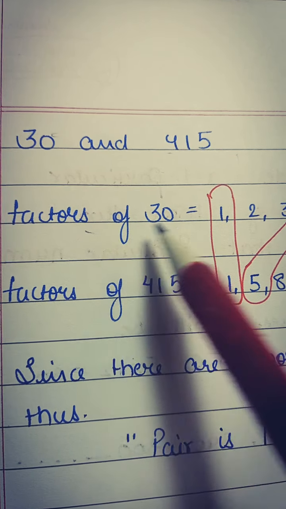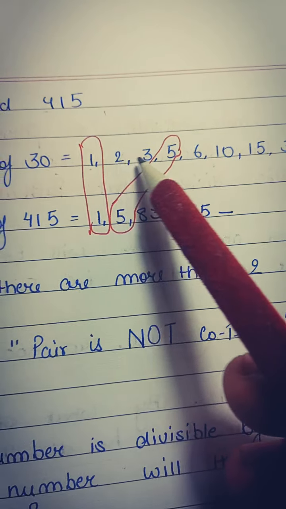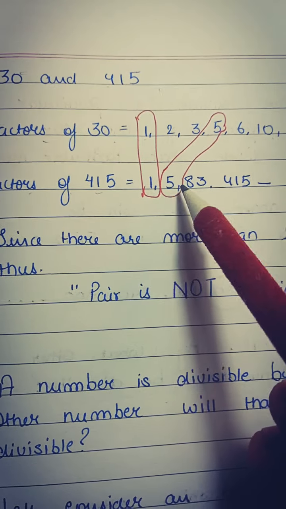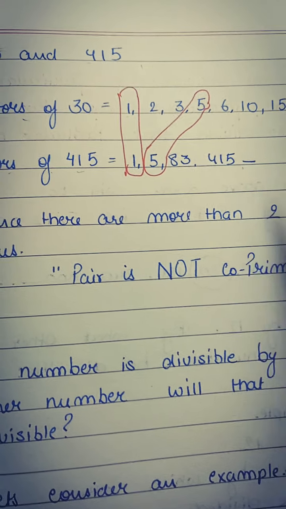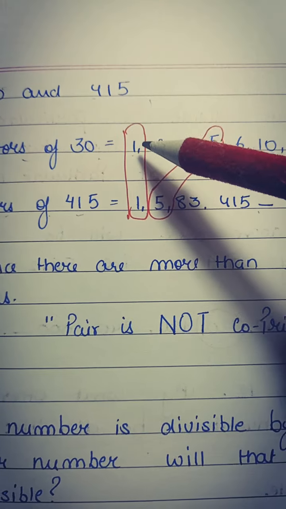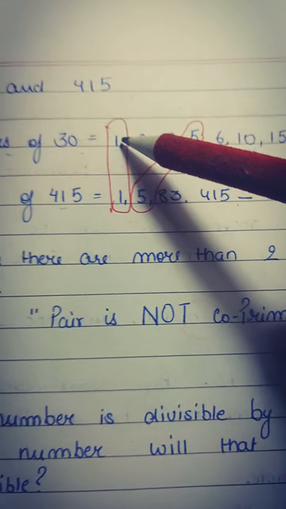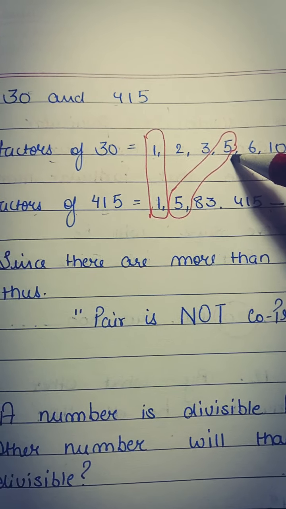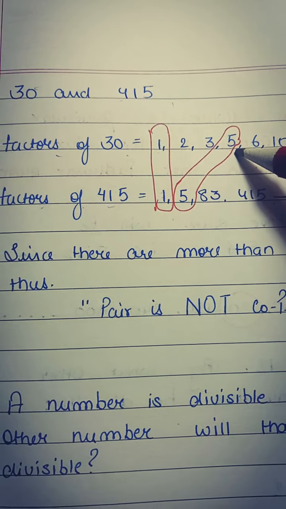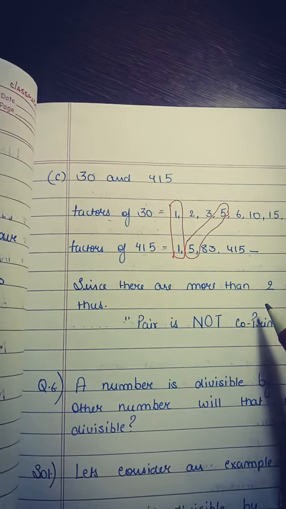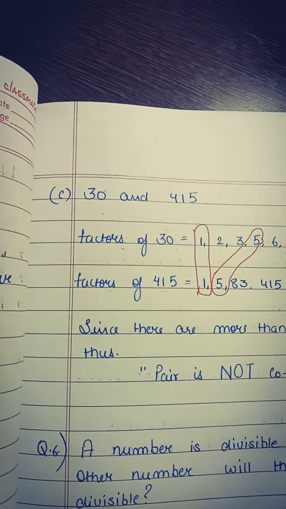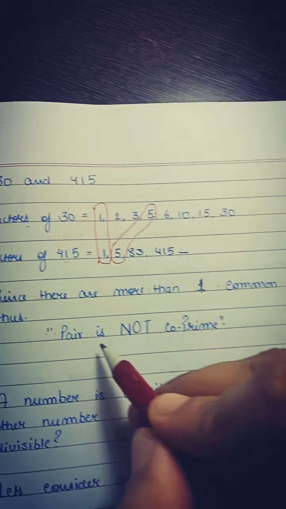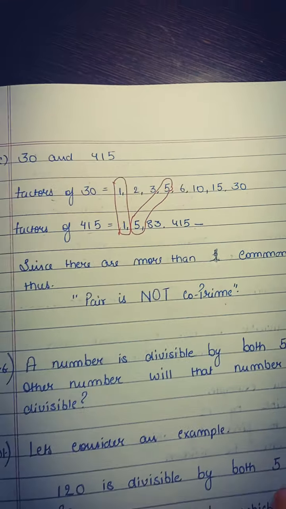As per the procedure, write the factors of 30, that is 1, 2, 3, 5, 6, 10, 15 and 30. Then the factors of 415 are 1, 5, 83 and 415. Now, as it's clearly visible that there are more than one common factors, 1 and 5, the condition is not satisfied, since more than one common factors are there. Therefore the pair is said to be not co-prime.